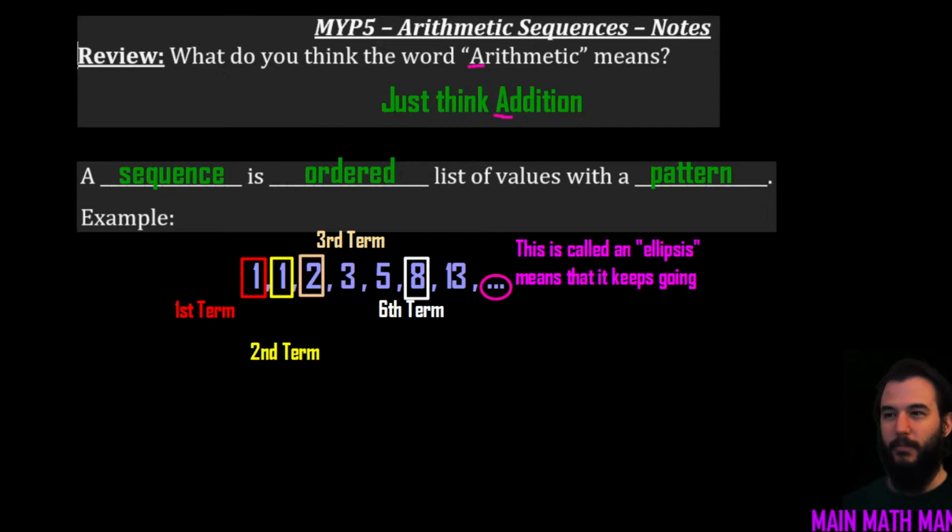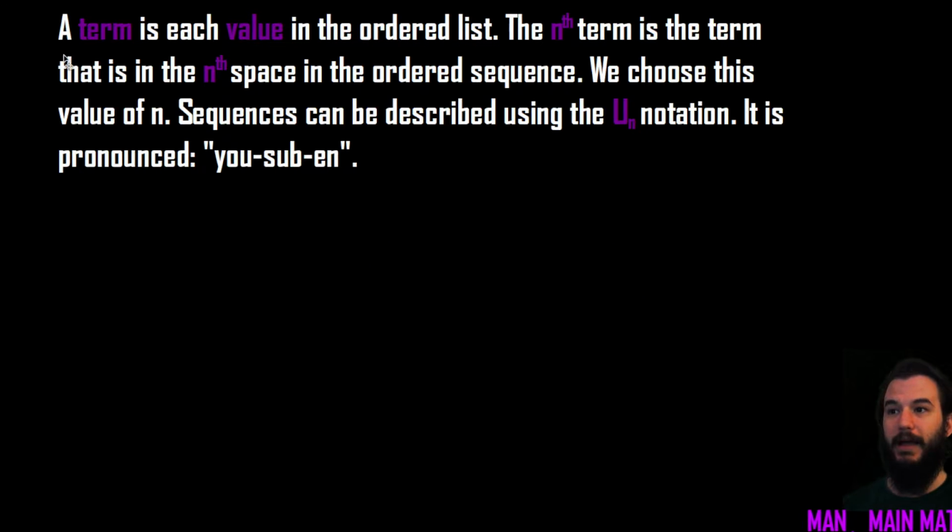And what do those three dots at the end mean? Well, that's called an ellipsis, and that just means that it keeps going, kind of like a conversation on iOS where you're anticipating a response back. So that just means there are going to be terms after 13. And then a definition for a term: we can say a term is each value in the ordered list, and then we say the nth term is the term that is in the nth space in the ordered sequence.